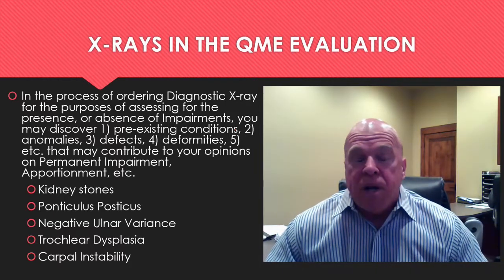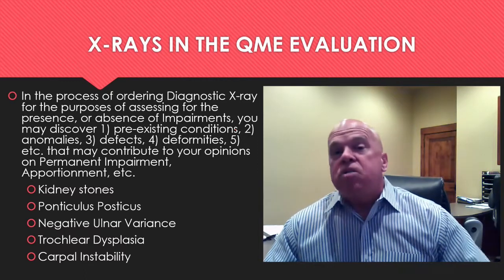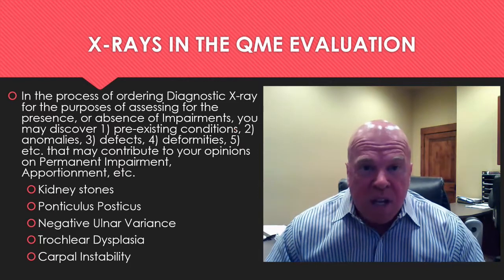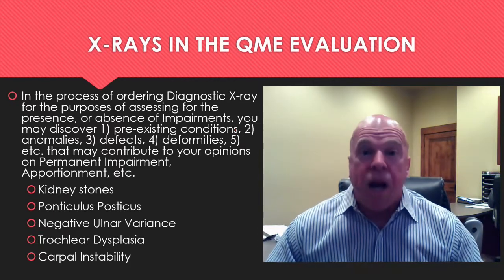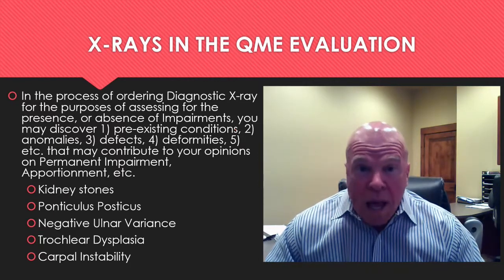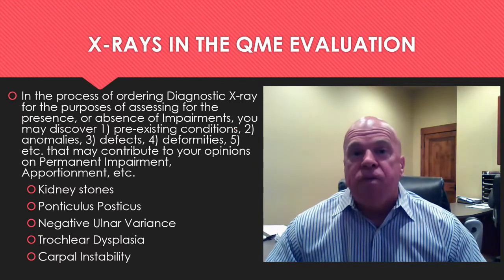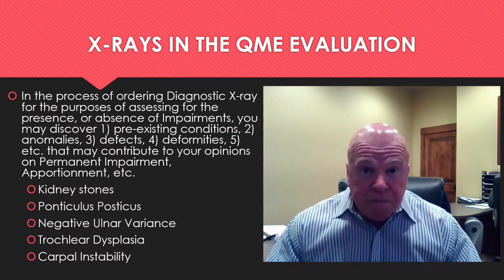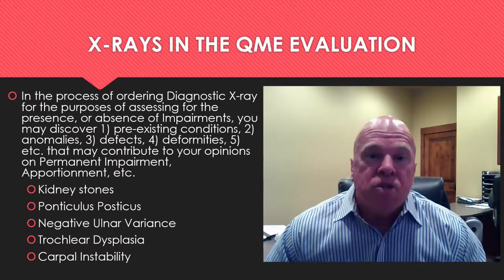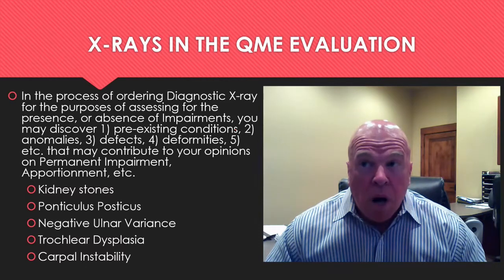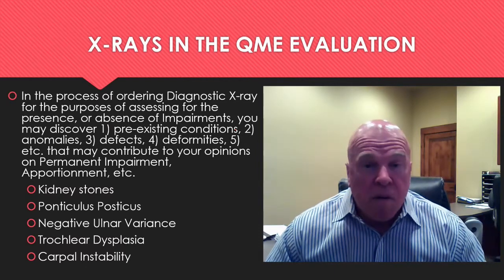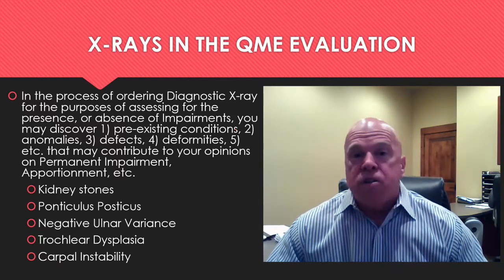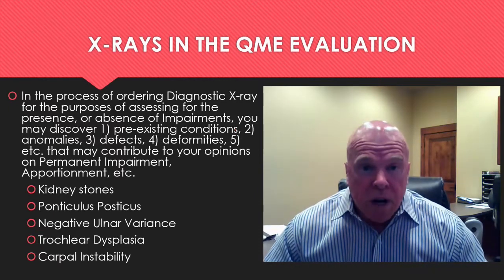So in our permanent impairment evaluation, when we obtain these diagnostic studies, our primary purpose for obtaining the X-ray studies is to assess for impairments. But along the way, we may identify other information such as defects, deformities, anomalies, pre-existing conditions that may contribute to our other opinions in other sections of our report, such as the causation section, such as the apportionment section, such as the future medical care section.